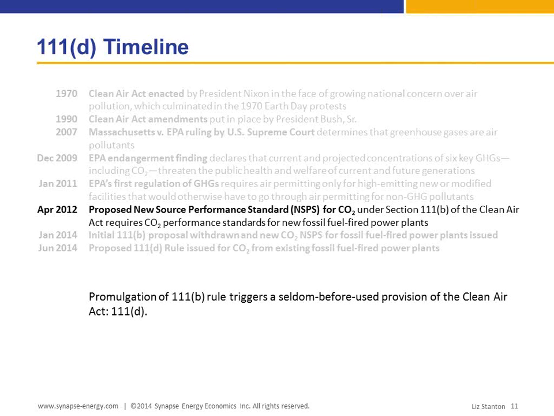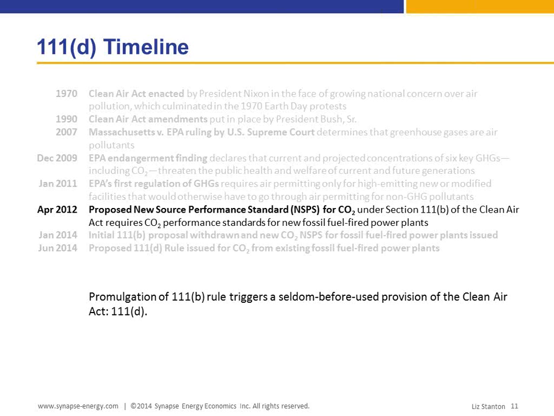The first step in that began in 2011, and the step that's most relevant to what we're talking about today happened in 2012, and that was when standards for new sources for CO2 emissions were proposed under something called Section 111B of the Clean Air Act. In that, there are emission rate standards that are set for new fossil fuel power plants.